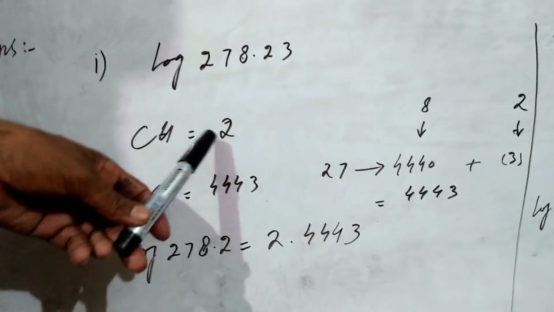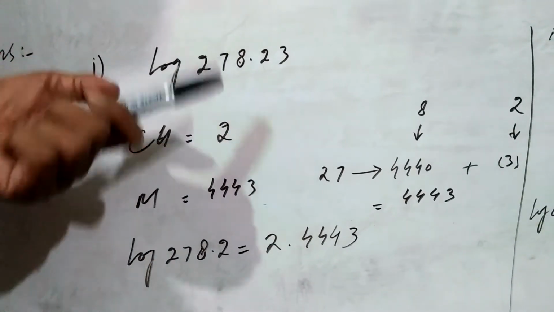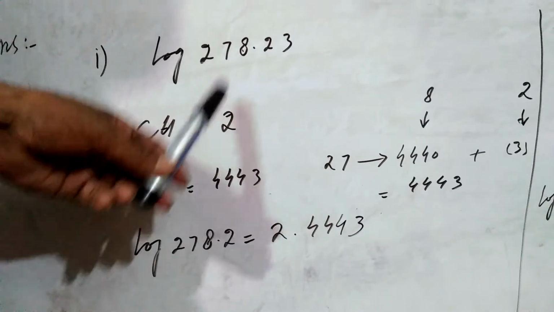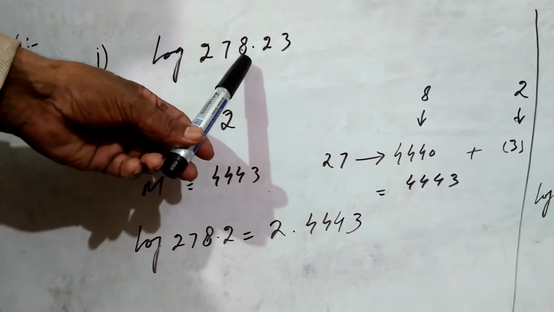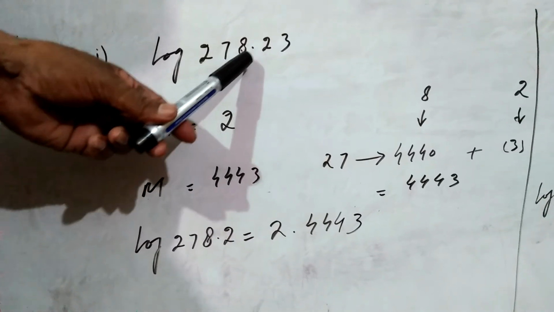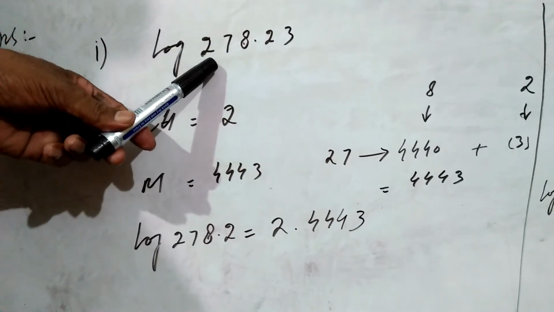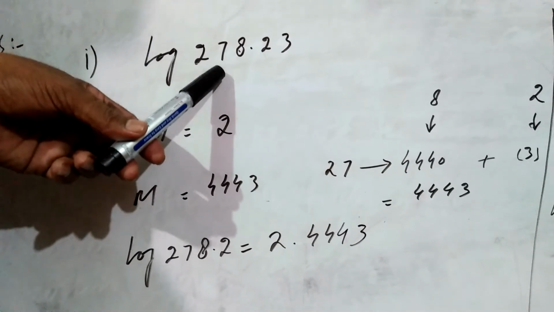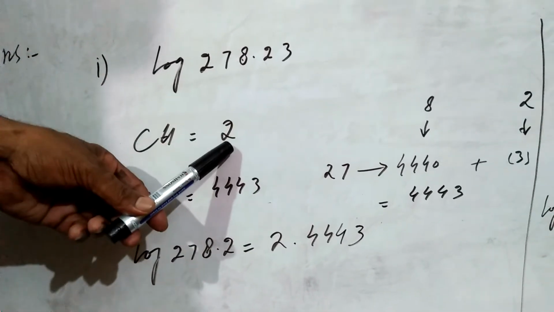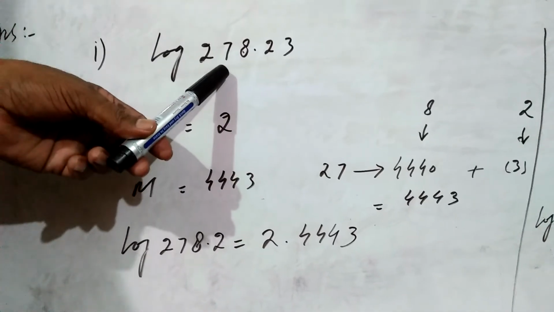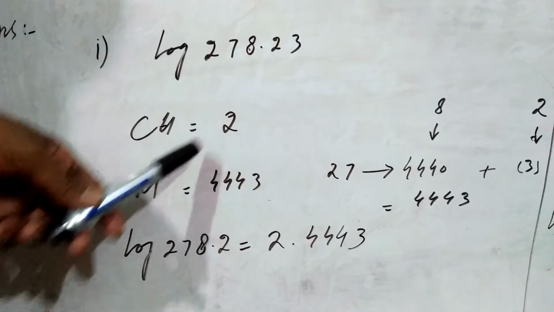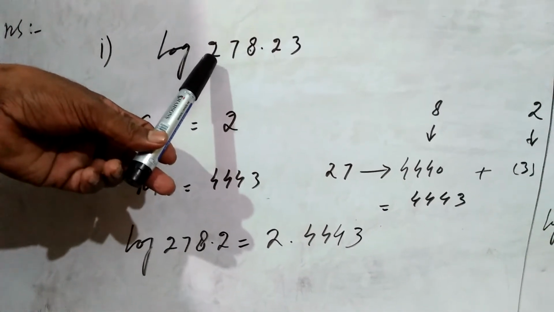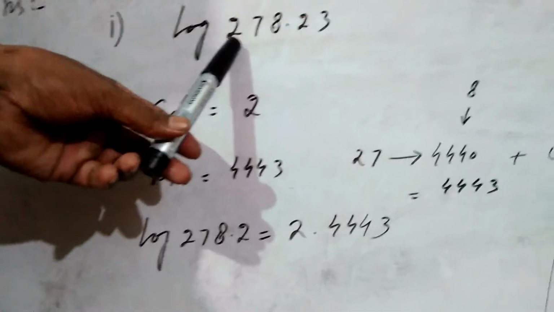So our characteristic is 2, and directly we can understand CH, our characteristic, as total digits before decimal is 3. So 1 can be dropped from these 3. We have 2. So this is the direct method to finding the characteristic. In mantissa, we have to take value from logarithm table.